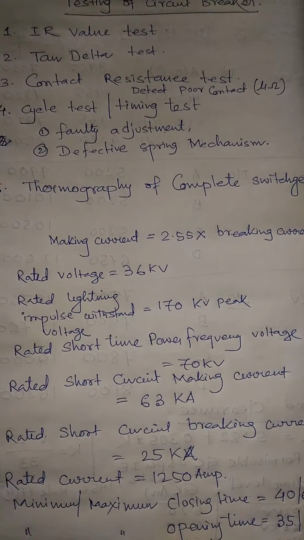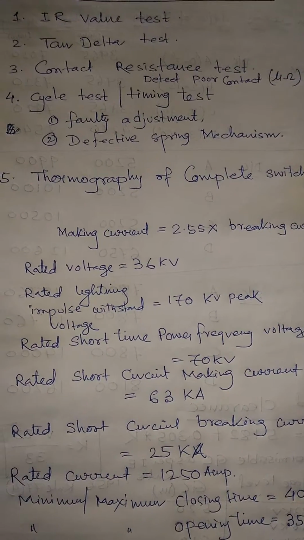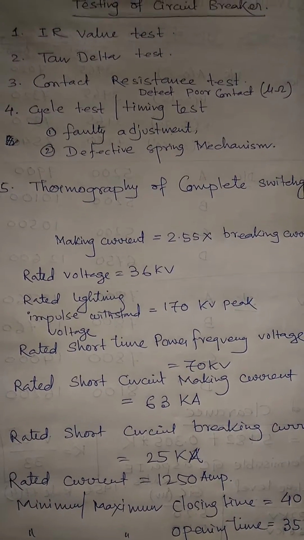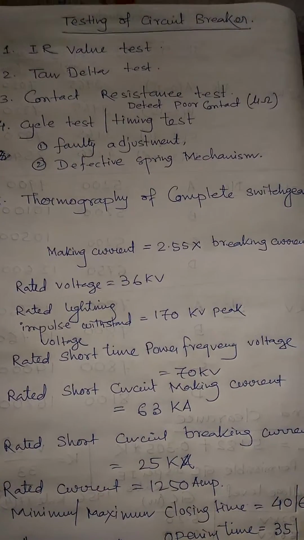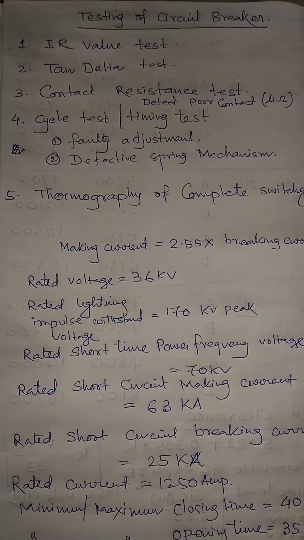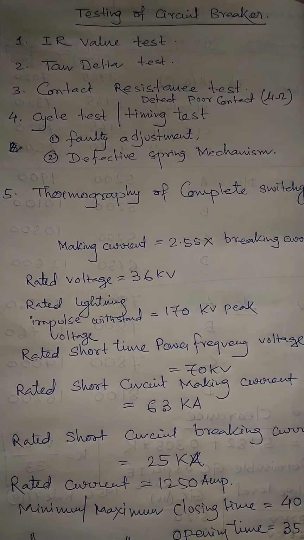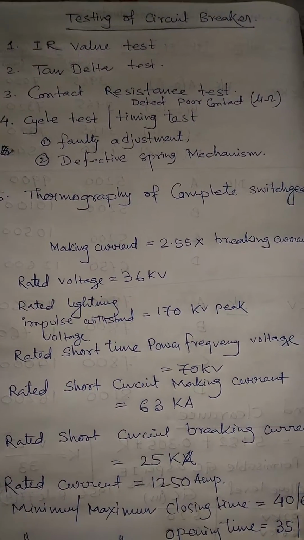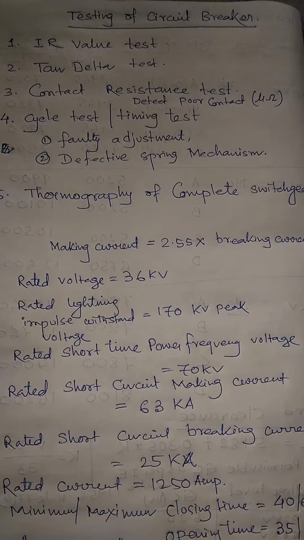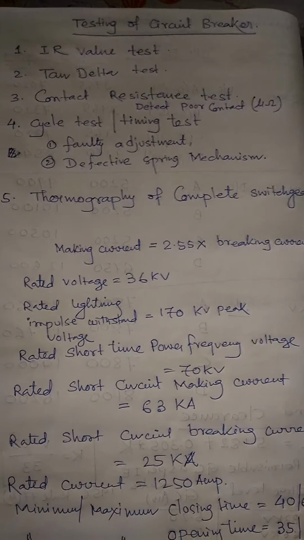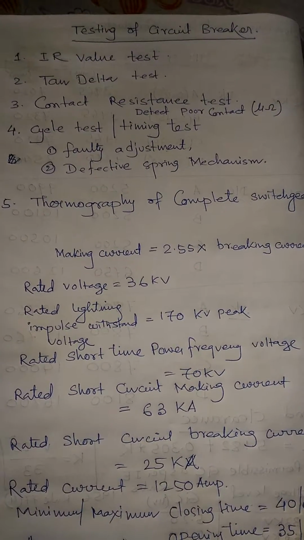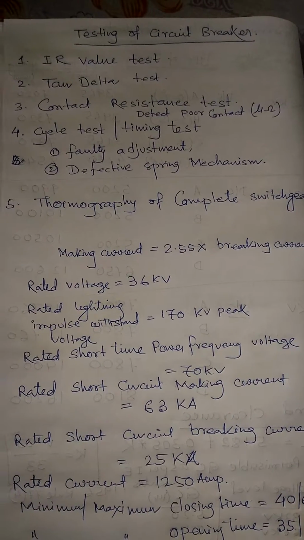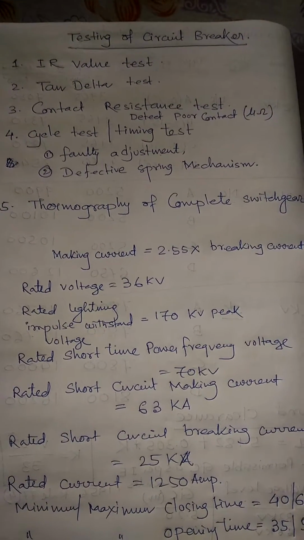breaker. What is the contact? Contact is nothing but, in between the interrupter of a breaker, two contacts are present. One is a fixed contact, the other is a moving contact. So this contact resistance should be minimum to flow the maximum current during a shortest time. So the resistance of the contact should be minimum, in micro ohm.